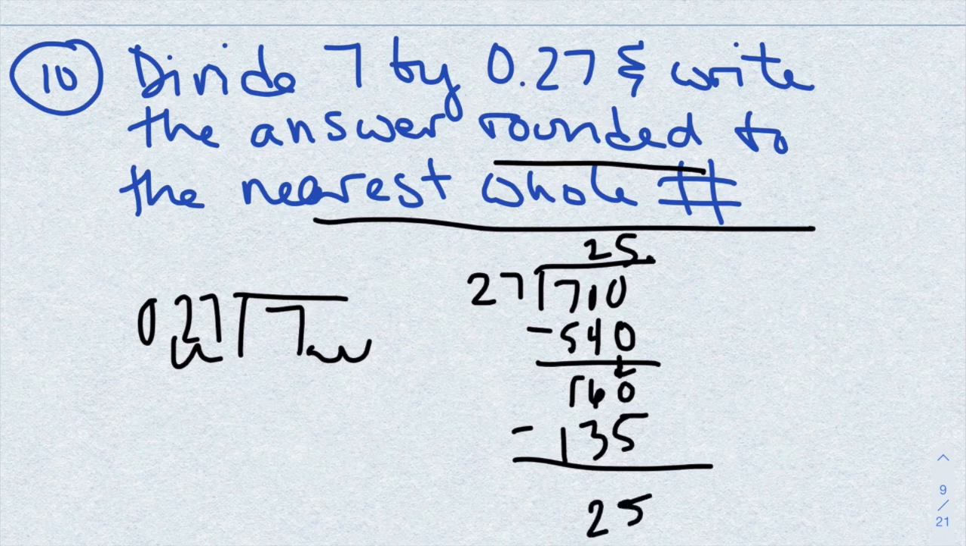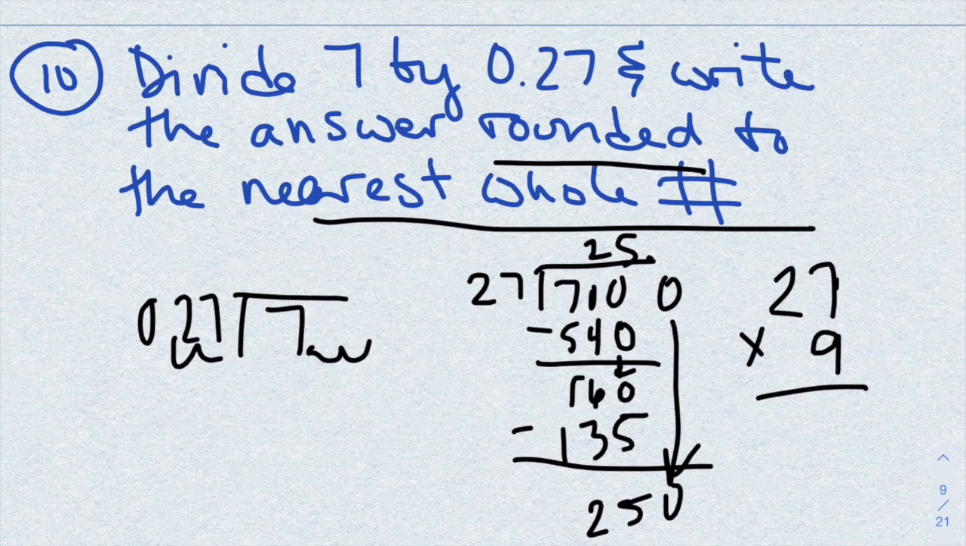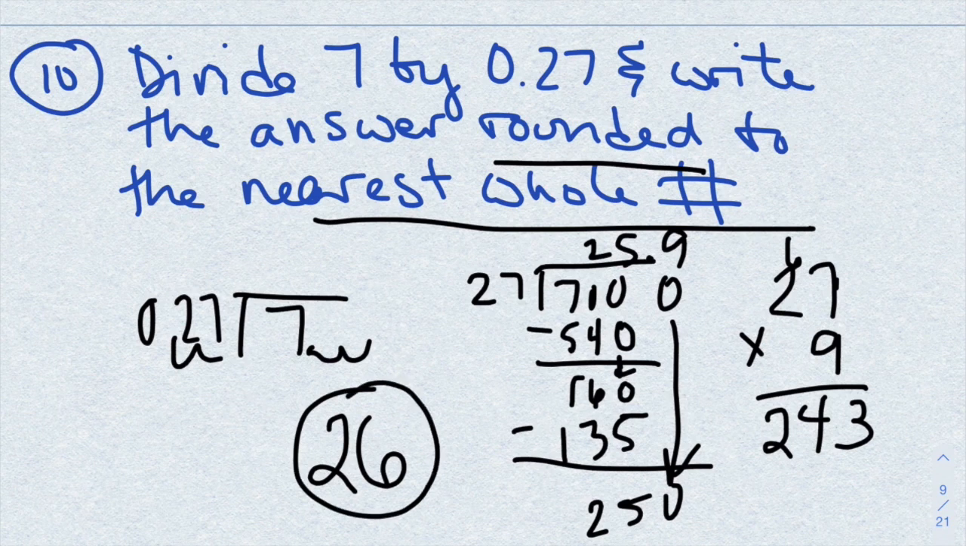Now my decimal is here. There's no more numbers to bring down. So the question is, if I did bring down another number, my magic 0, how many times would 27 fit into 250? And I'm guessing it's about 9 times. Let's see, 7 times 9 is 63, 2 times 9 is 18, plus a 6 is 24, so it'd be 25.9. And that would be rounding to 26.